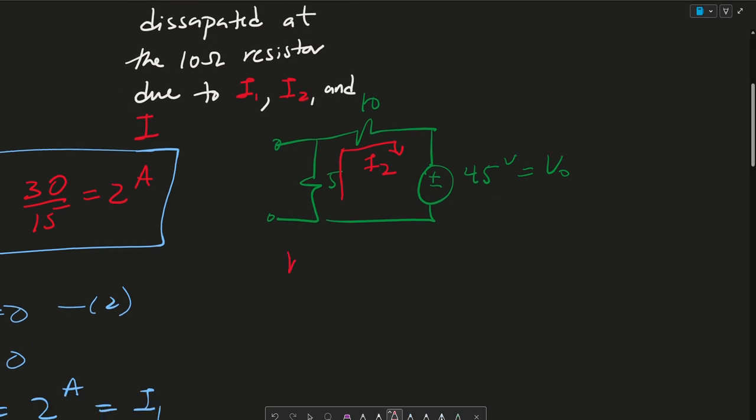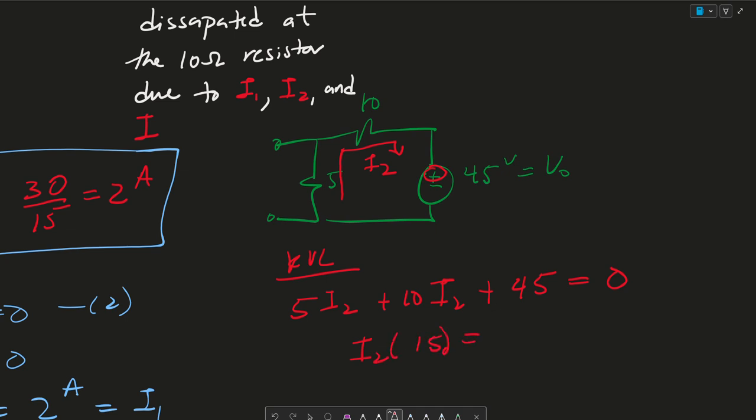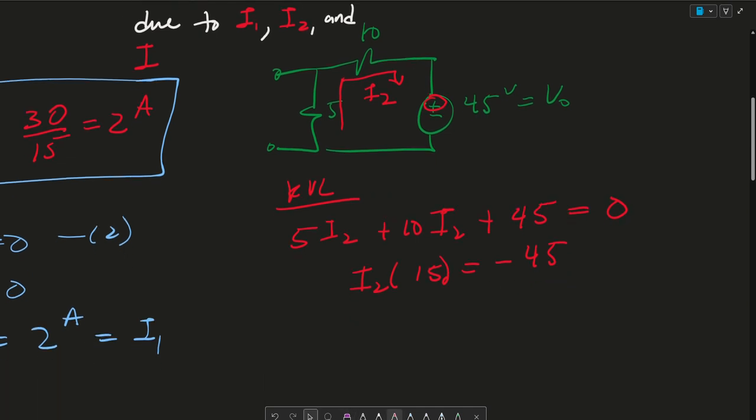So again, we could write a KVL, and we could say 5I2 plus 10I2 plus, because it's going into this plus terminal, plus 45 is equal to 0. We could pull out an I2, and we're left with 5 plus 10, which is 15, is equal to negative 45. So then I2 is equal to negative 45 over 15, which is equal to negative 3.